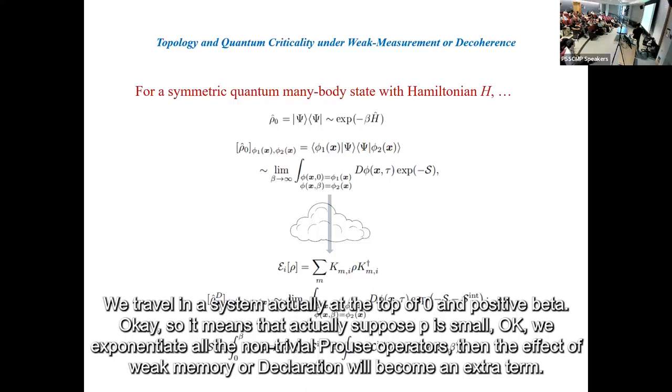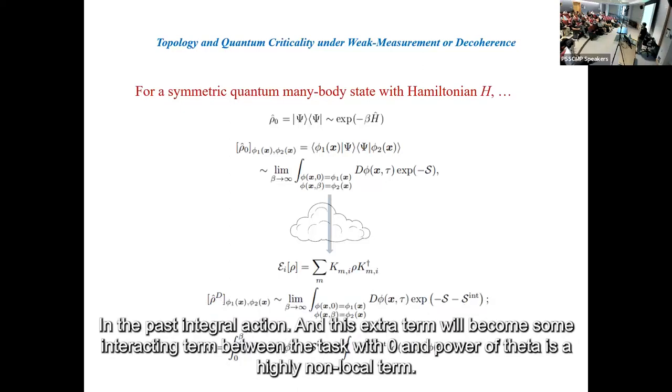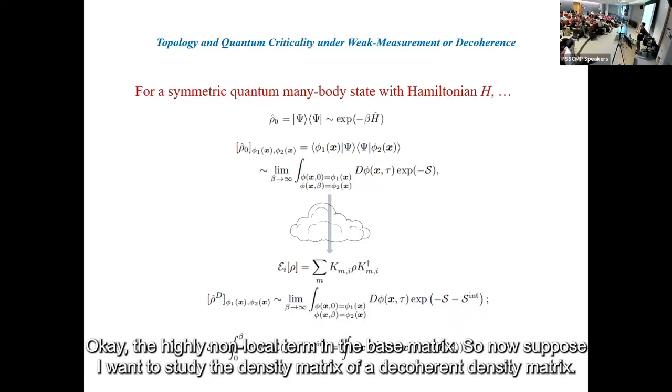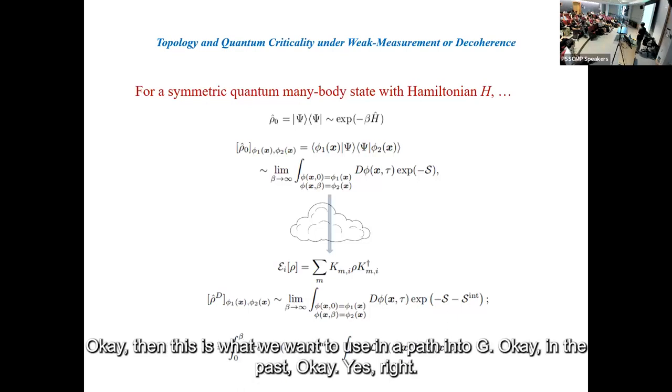Suppose p is small, and we exponentiate all the non-trivial Krauss operators. Then the effect of weak measurement or decoherence becomes an extra term in the path integral action. This extra term becomes an interacting term between tau equals zero and tau equals beta. It's a highly non-local term in the density matrix. So if I want to study the density matrix of a decohered state, this is what we want to use in the path integral form.